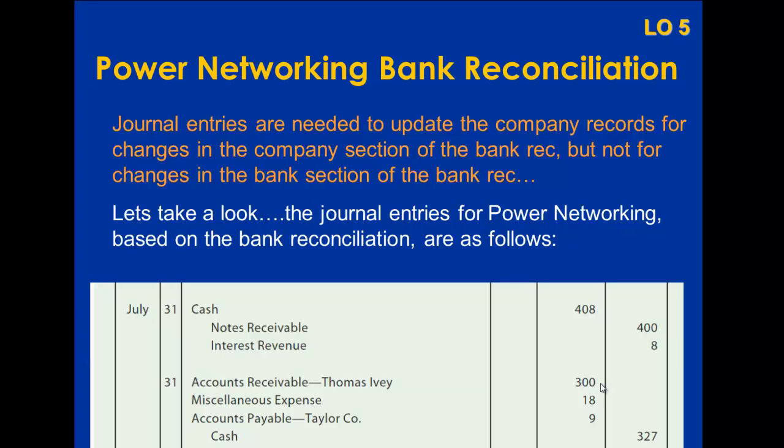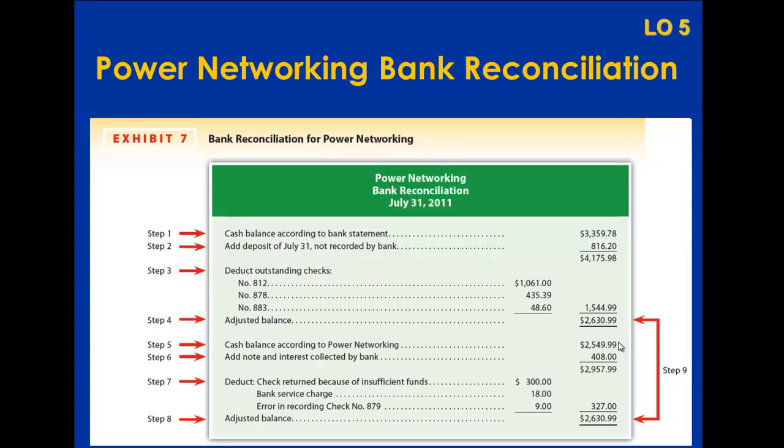Next step, remember there was an NSF check. This guy wrote us a bad check. We need to put this accounts receivable back on the books. We need to reflect the service charge of $18, and we need to correct that error that was made for $9. When we're through with that, we're going to have $327 of a deduction to our cash. Once we've made all these entries, our cash balance will go from $2,549.99, and after we make those journal entries, we'll end up with our correct balance of $2,630.99.